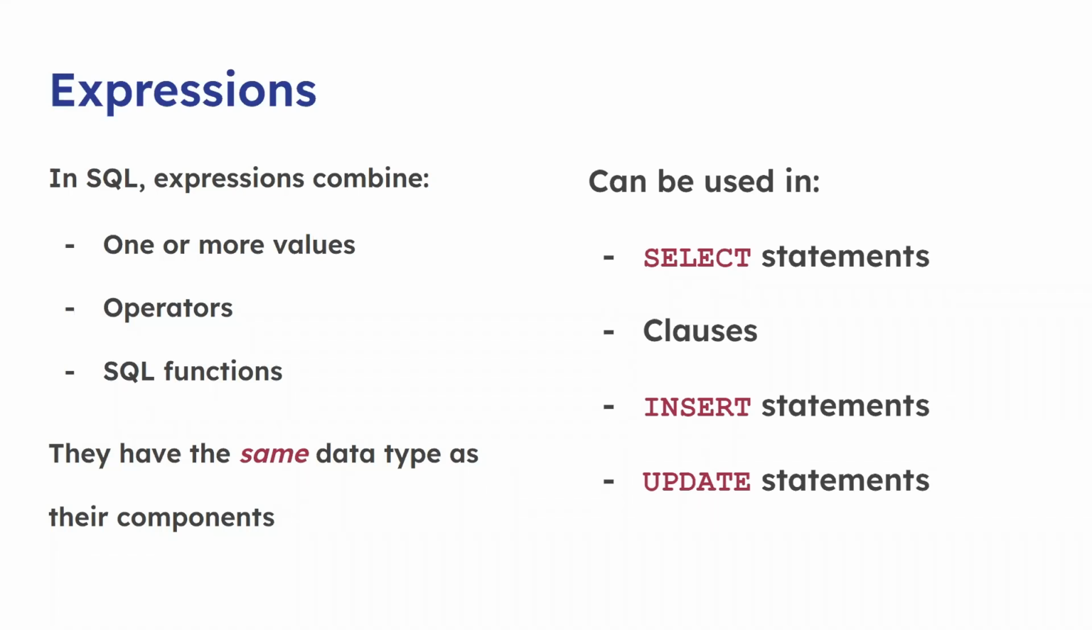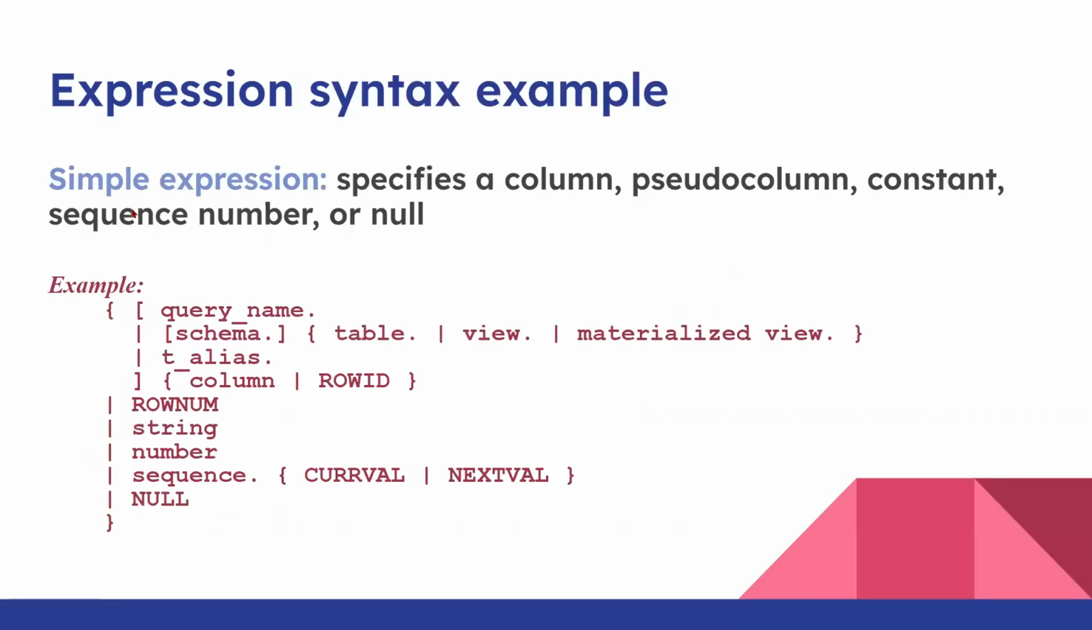Next, I'm going to be going over expressions. In SQL, expressions combine one or more values, operators, and SQL functions. SQL expressions have the same data type as their components. They can be used in select statements, clauses, insert statements, and update statements. There are a lot of different types of expressions in SQL, but for time's sake, I'm just going to go over two. First, we have a simple expression, which specifies a column, pseudo-column, constant, sequence number, or null.